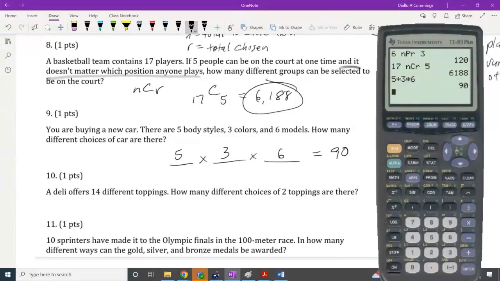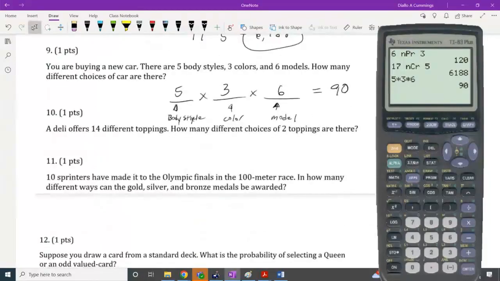So there are 3 areas that we're looking for. That first outcome was body style, the next outcome was color, and that last outcome was model.